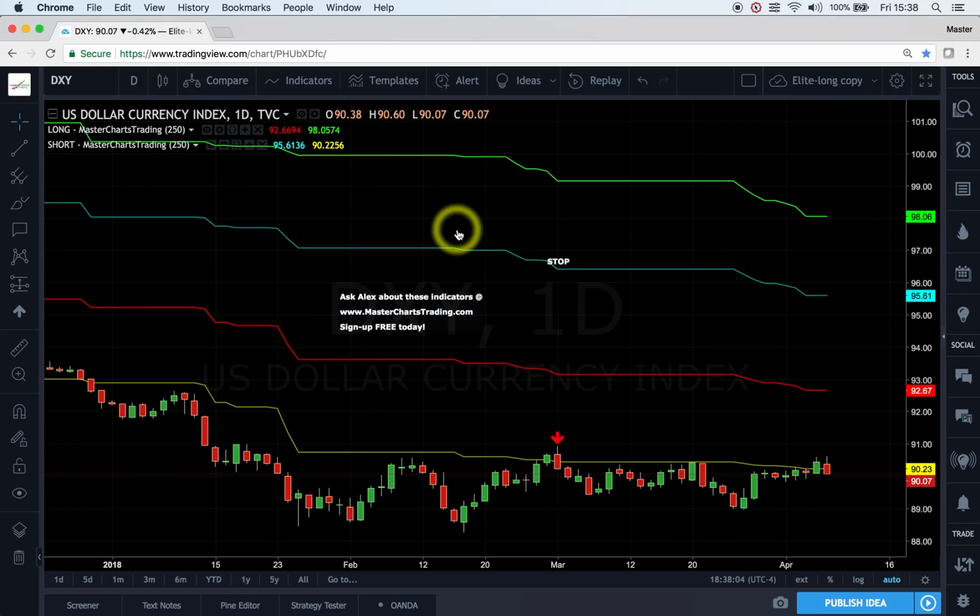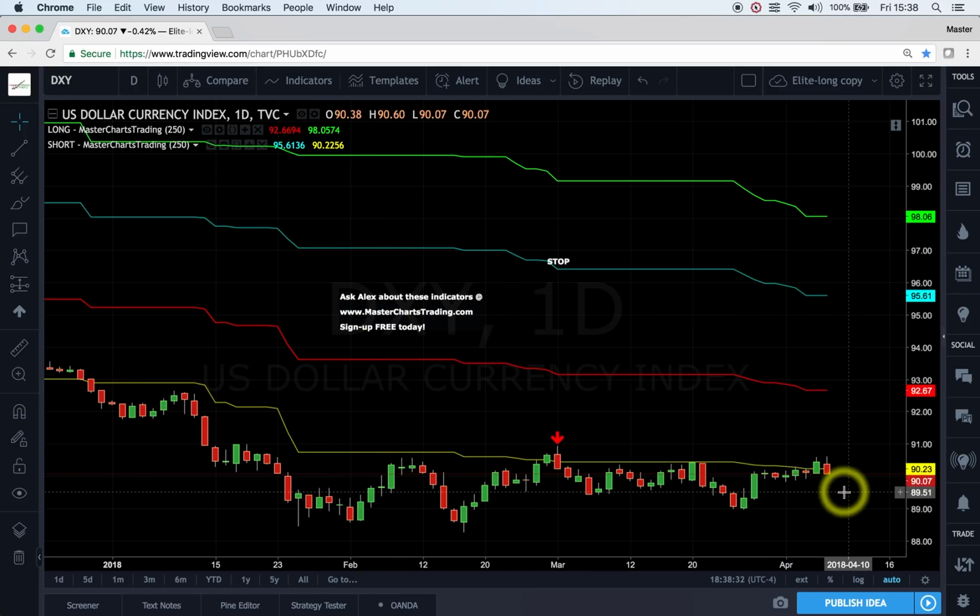Right, let's continue to the Forex universe. So here is the US dollar index, the daily time frame. Again, these four colored lines on the chart could be yours if you sign up at MasterChartsTrading.com. I can walk you through how to get those lines on your chart. I use them as support resistance lines. These are my calculated lines.